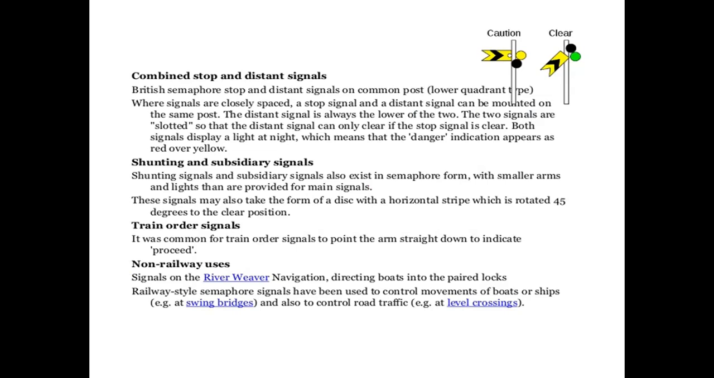So here in the combined stop signals, these are combined lever arms positioned on the same post parallel to each other, and at night time the two signals are slotted so that the distant signal can only clear if the stop signal is clear. Both signals display a light at night, which means that the danger indication appears as red over yellow.